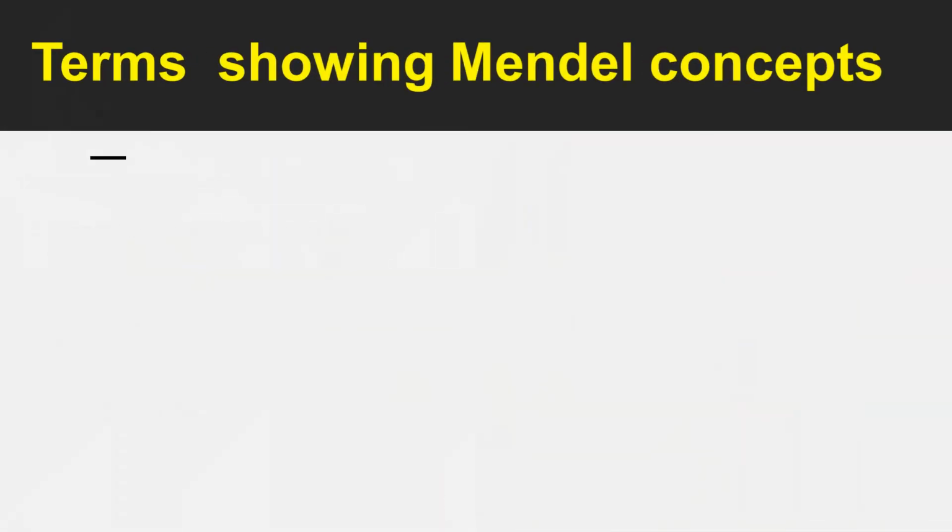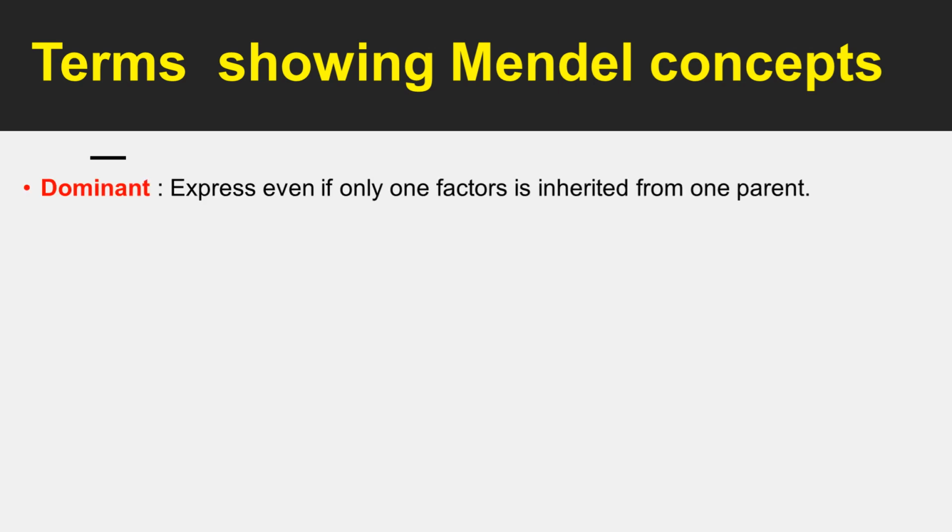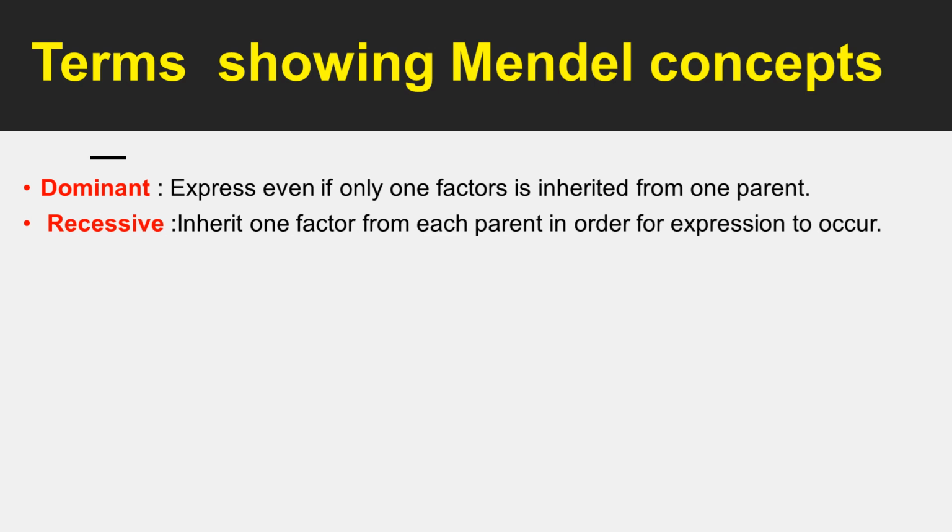Terms showing Mendel's concepts. Dominant: expressed even if only one factor is inherited from one parent. Recessive: inherit one factor from each parent in order for expression to occur. Allele: different forms of the same gene.